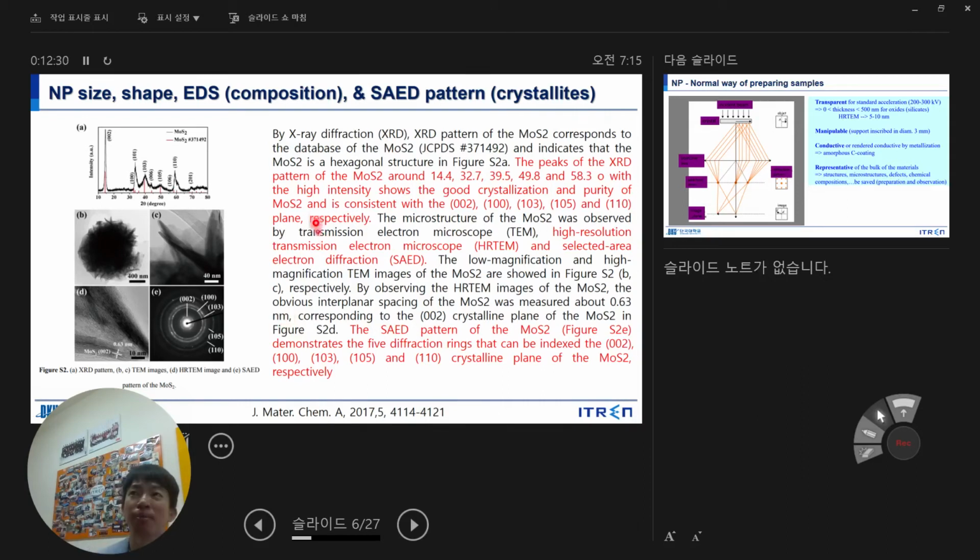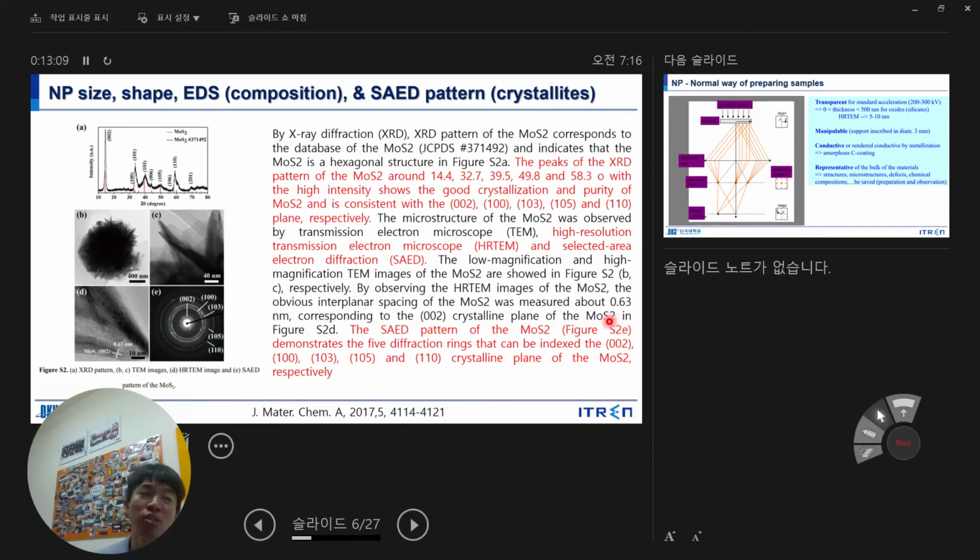Let's say the XRD pattern of MoS2 corresponds to the database of MoS2. The peaks of the XRD pattern show good crystallite purity of MoS2. And the microstructure of MoS2 was visualized by TEM, with high resolution and SAED pattern. The low magnification is shown in figure S2. By observing high resolution, the obvious interplanar spacing of MoS2 was measured about 0.3 nanometer, corresponding to the 002 crystalline plane of MoS2.